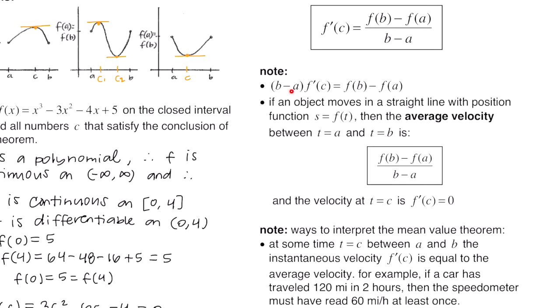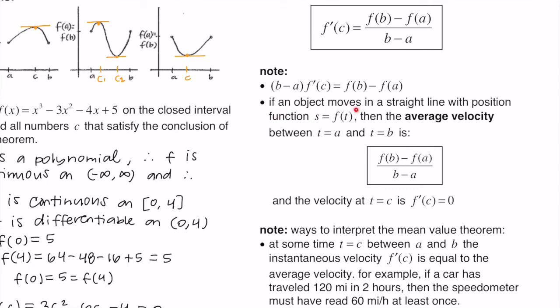So right here, if you were to take this proportion, think of it as a proportion because you have one fraction equals an expression. If you were to cross multiply, you'll get this statement: b minus a times f prime of c is equal to f of b minus f of a. So that's an equivalent statement.